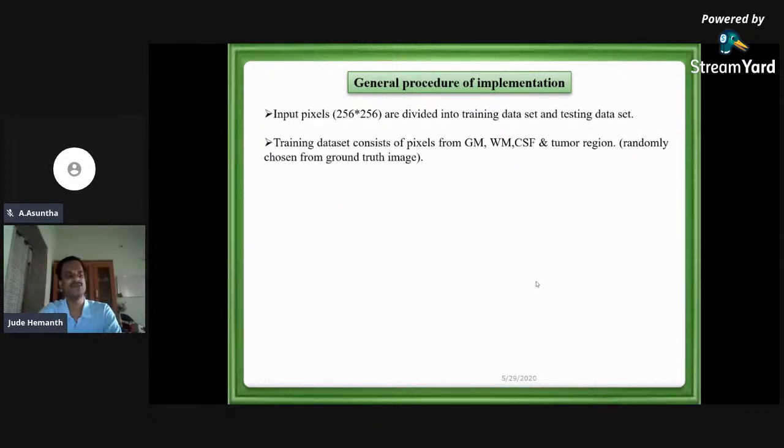Now, can you tell me how many images you have? How many images you need to process? Only one image. Segmentation means processing within an image. So it is sufficient to have only one image, where you will have roughly 65,536 pixels, right? So 256 into 256 comes to 65,536. That you have to divide into training and testing. Choose some pixels from CSF, some pixels from gray matter, some pixels from other tumor portion, and finally you can have a training data set. If your tumor portion is very small, it is sufficient to take a few training pixels. That's okay, right? All the other pixels can be used for testing.